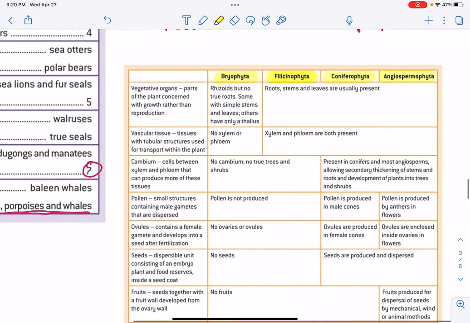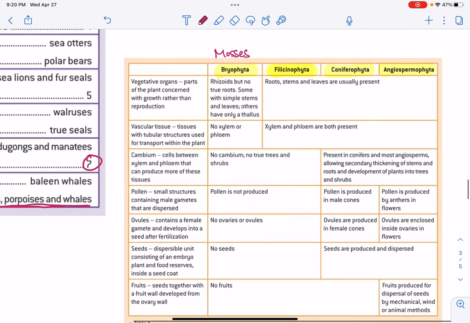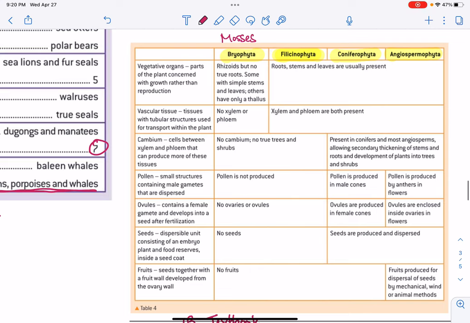So bryophytes are your mosses, okay? They are the non-vascular plants. It says right here, vascular tissue, no xylem or phloem. So these are non-vascular. Out of the 4, they're the only non-vascular. So that's the big difference. Again, they don't have a xylem or a phloem.